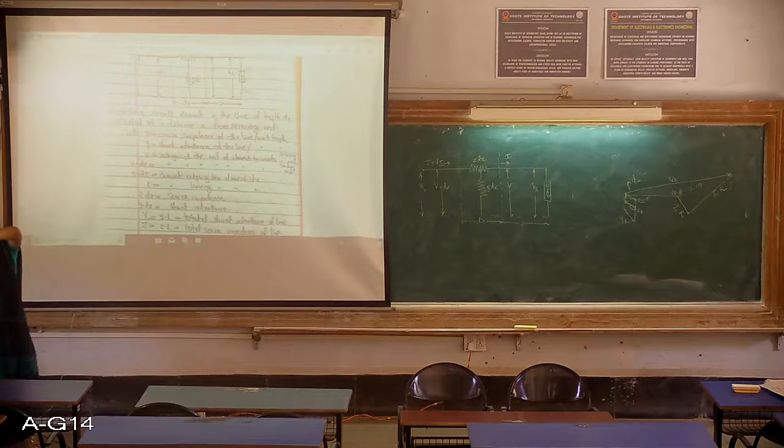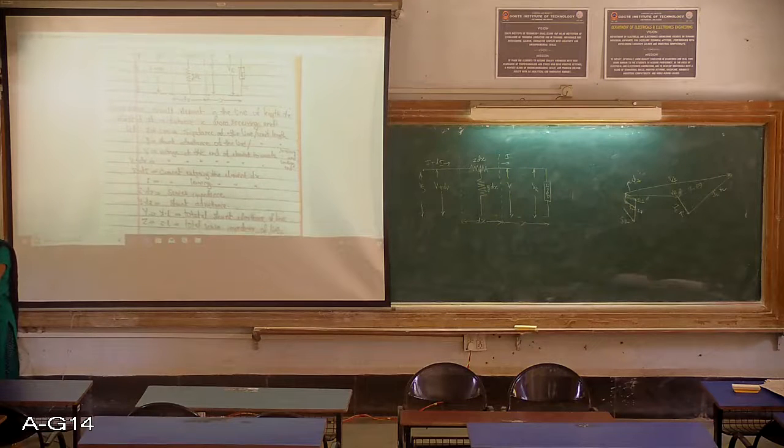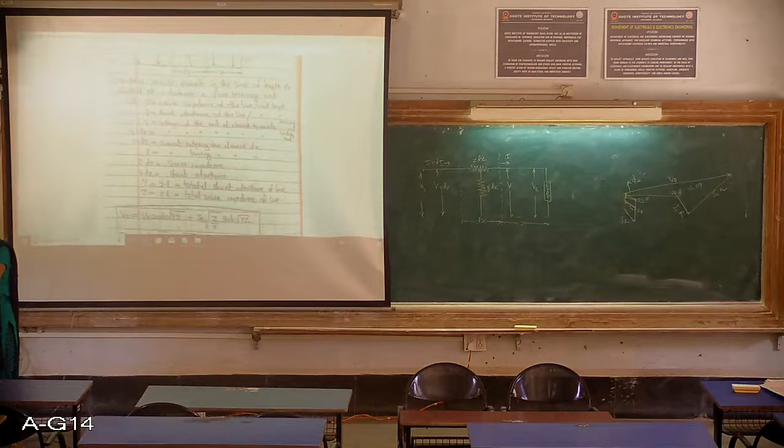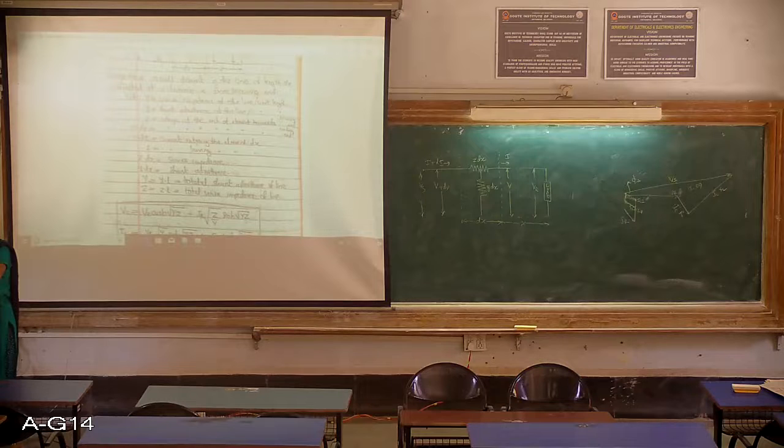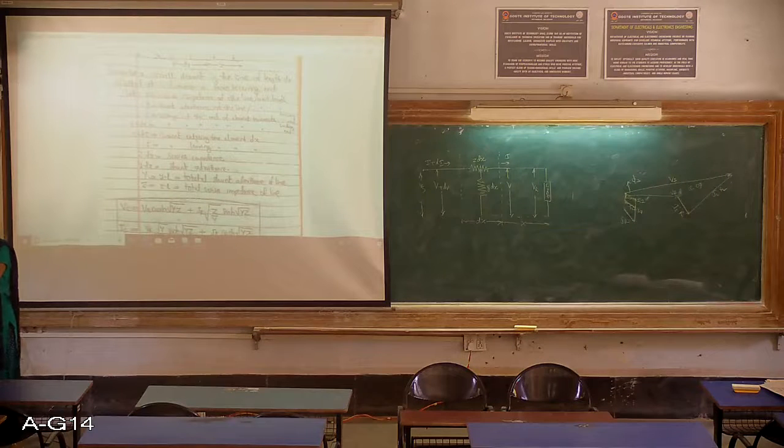Then I plus dI is the current entering the element dx. Then I is the current leaving the element dx. So sending end, receiving end, two sides, Vs and Vr part. So Z dx is nothing but the series impedance, and Y dx is nothing but the shunt admittance of that section dx which is considered.